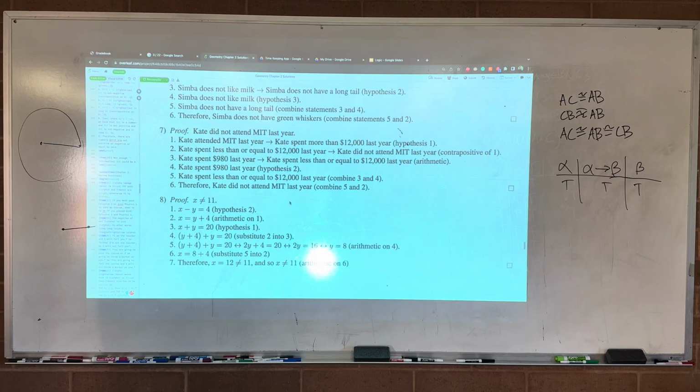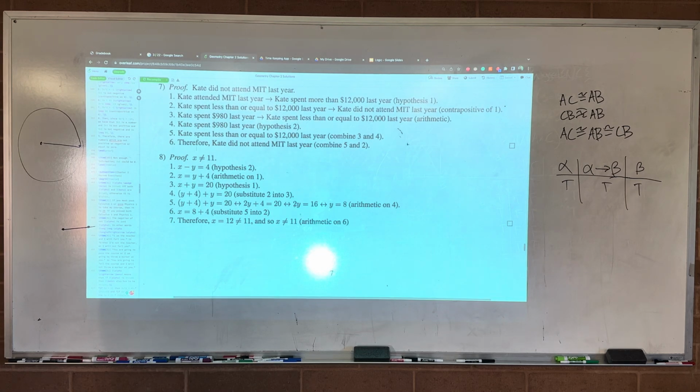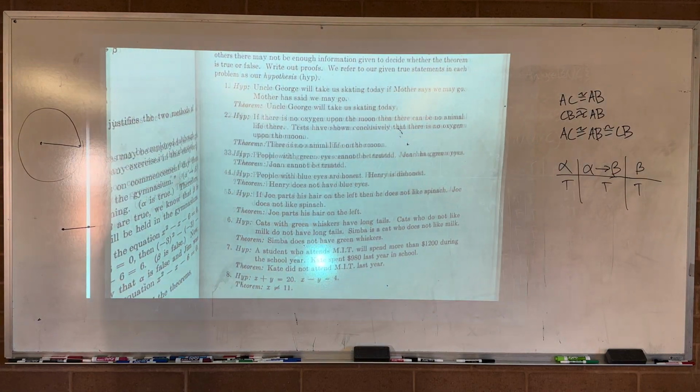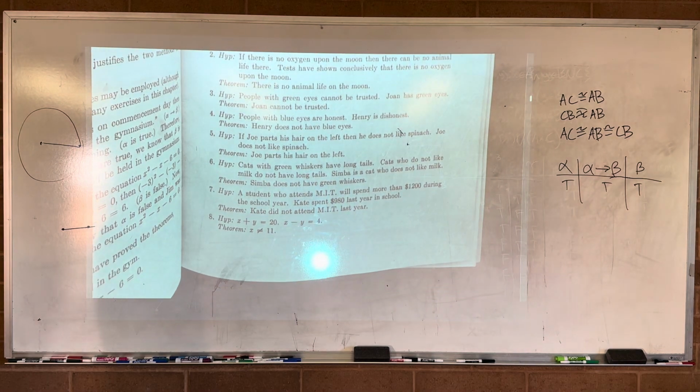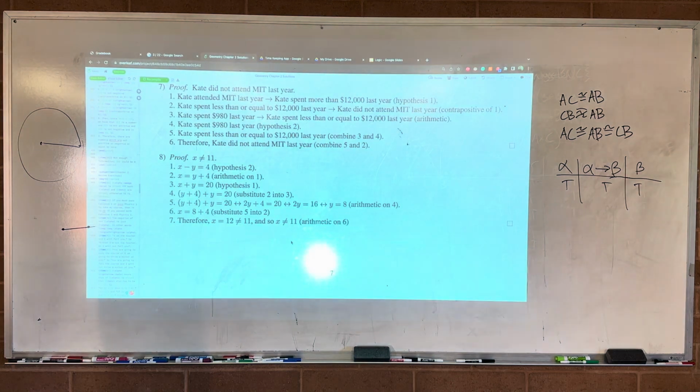Let's look at one that's a bit more complex. Let's look at 8. So 8 says, x plus y equals 20, x minus y equals 4, therefore x is not equal to 11. You with me? So let's look at that one.